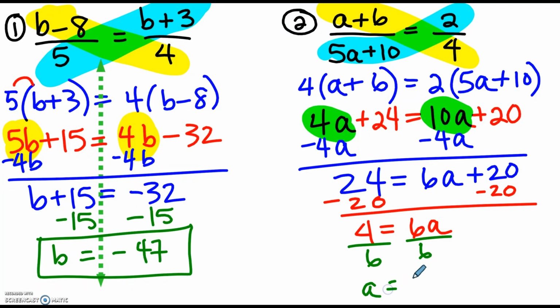Okay, so 4/6 is a fraction, but that's not the best fraction since I can simplify. So 4 and 6 are both divisible by 2. So my final answer would be 2/3. And again, I always want to leave my answers as fractions. I don't want to give any decimal answers. Okay.